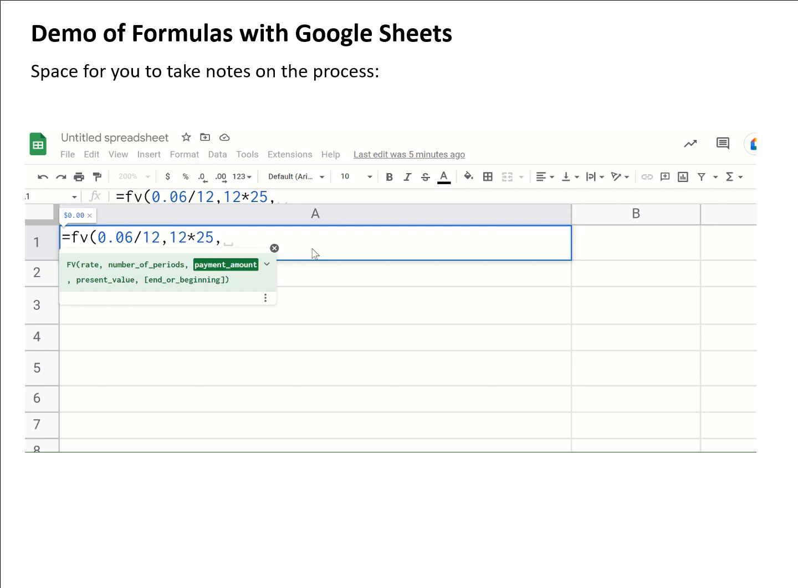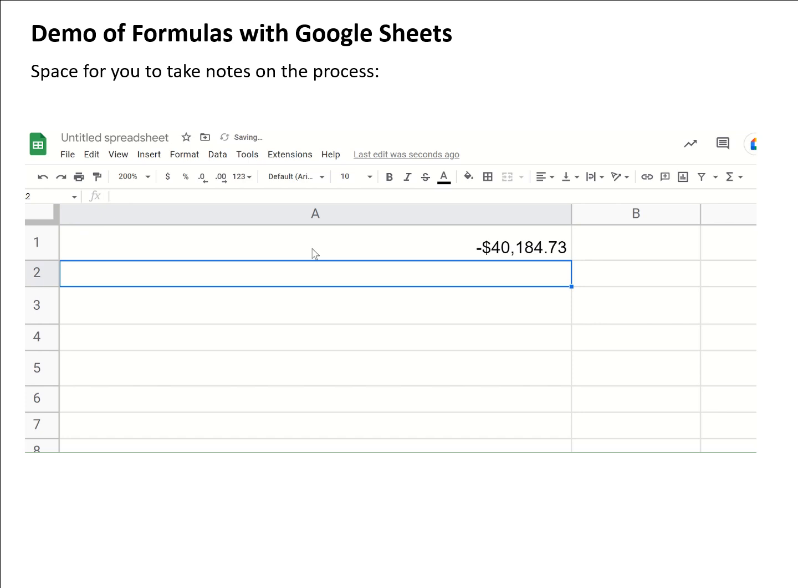Then the payment amount. The payment amount would be if we were making regular payments every year. We're not, or every month. So we're going to put 0 in. What we have done is we've started with a certain amount of money. We've started with $9,000, and that's what we definitely want to enter in. The next thing is that end or beginning, and because we are going to use what is basic for all spreadsheets, we're going to ignore that and not put it in. We're just going to close our parentheses and hit equals.